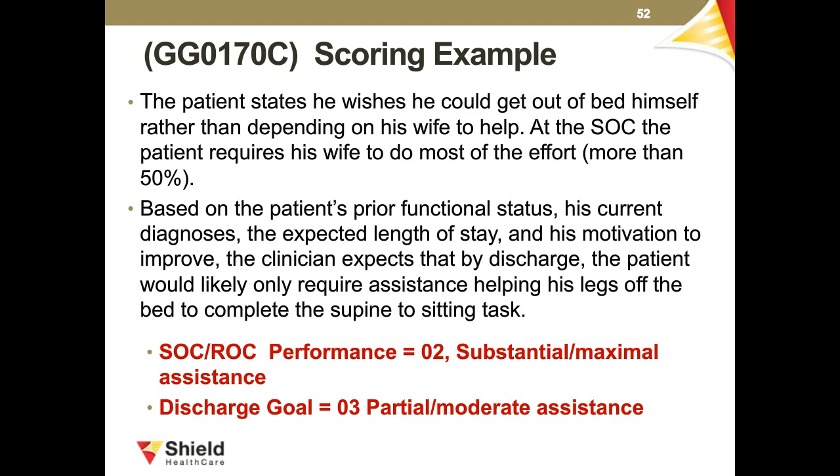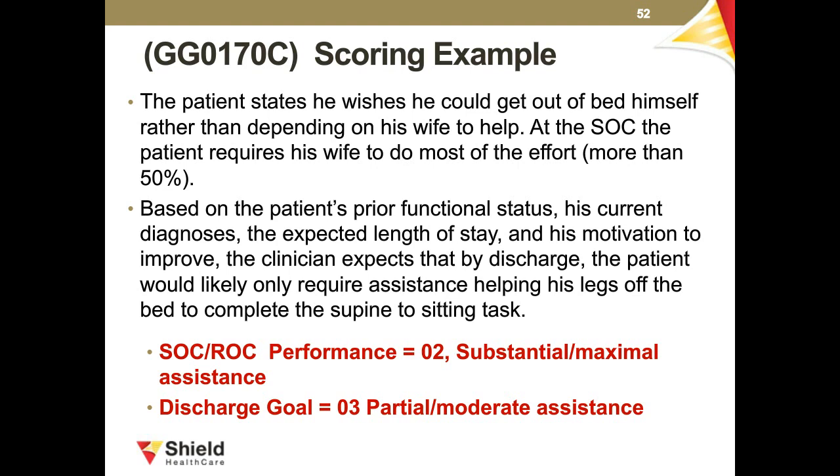So here's an example. This patient was very dependent when they came on to services. The wife had to help the patient with everything. There wasn't anything the patient could do independently, so it was maximum assistance. So at start of care, resumption of care, you see at the bottom, O2, substantial maximal assistance.